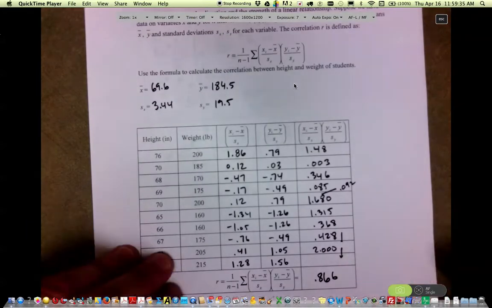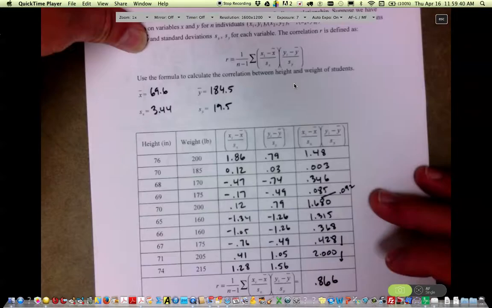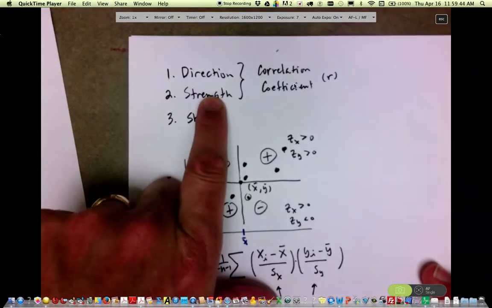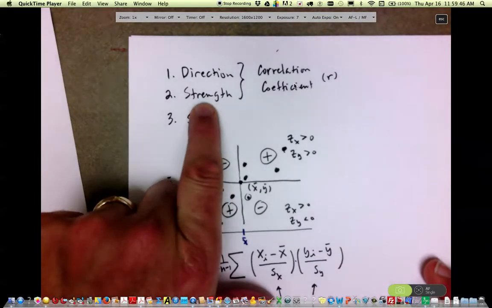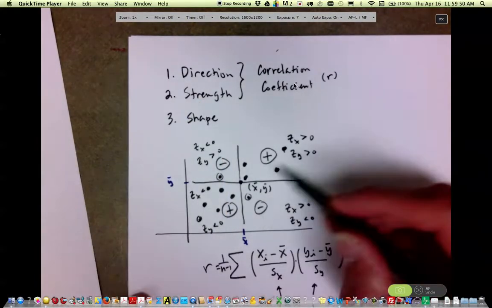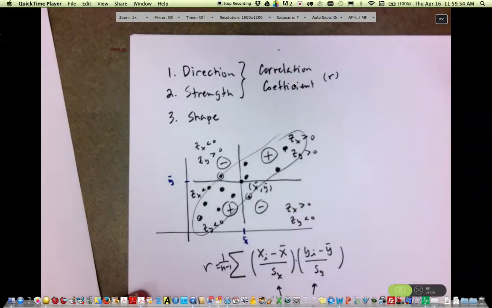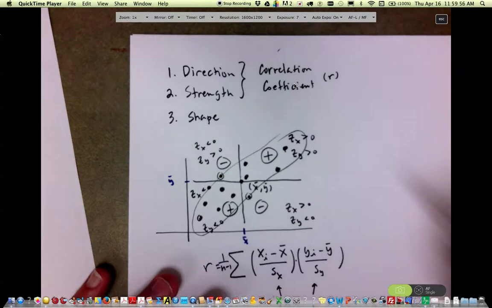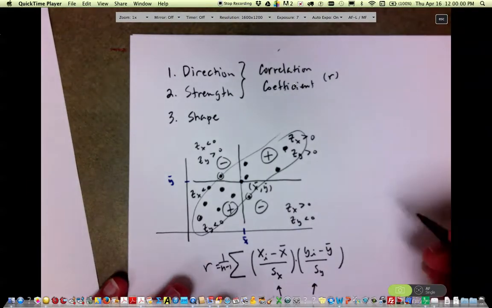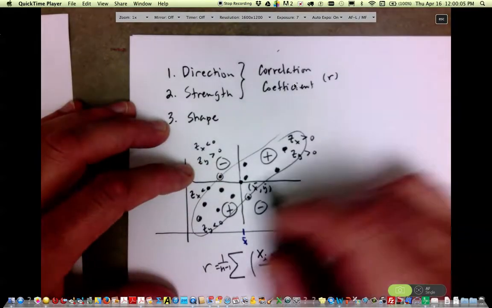Okay? Alright, so now that's a number that describes something. We said it's going to describe the direction, and it's going to describe the strength. If we think about the direction, this picture that I gave you here looks to be positive. Because that correlation coefficient is positive, we're going to have a positive association here. A positive association is going to look like this.